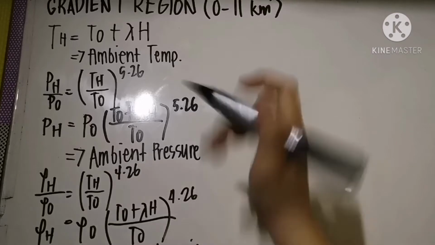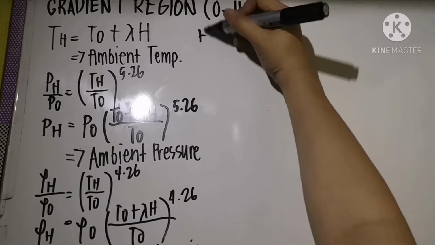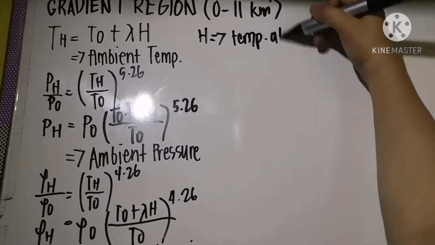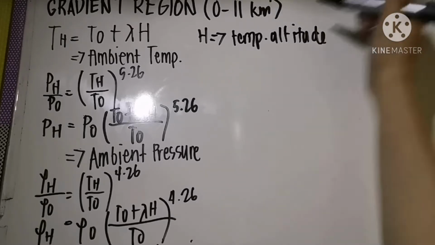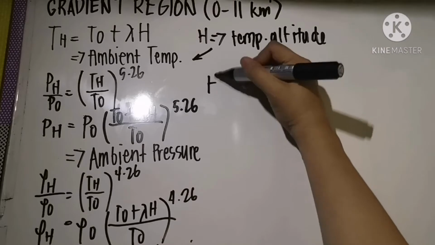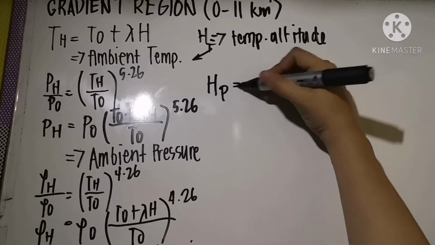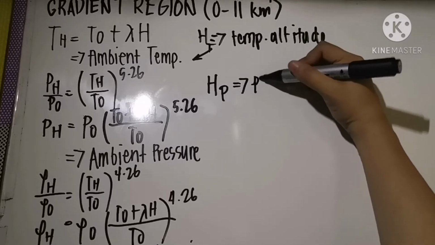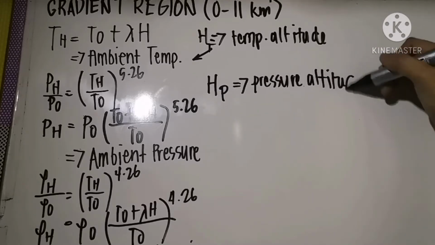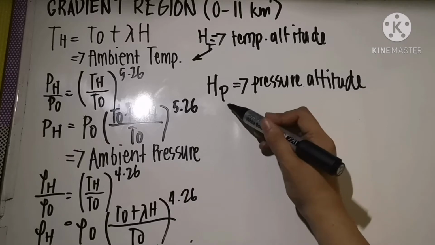For this formula here in temperature, ang height na tinutukoy dito will be called temperature altitude, wherein this temperature altitude corresponds to ambient temperature. Okay, so next, this one or HT. So this height here in pressure is also called pressure altitude, or HP, wherein this pressure altitude corresponds to ambient pressure.